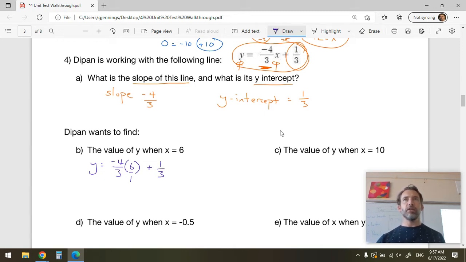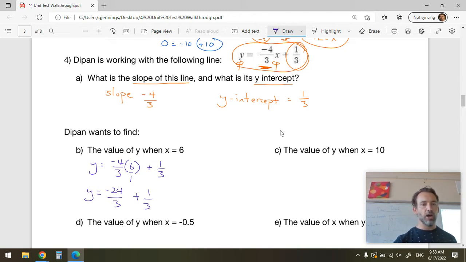-4/3 times 6/1 is 8. How do I know it's 8 in my head? I see that 6 divided by 3 is 2. 2 times -4 is -8. Did I say it's 8? No, it's -8. Okay? But I can keep this as over 3 because that would be handy for my common denominator, by multiplying top times top over bottom times bottom. This is how we multiply fractions. Top times top over bottom times bottom. Y is equal to -24/3 plus 1/3.